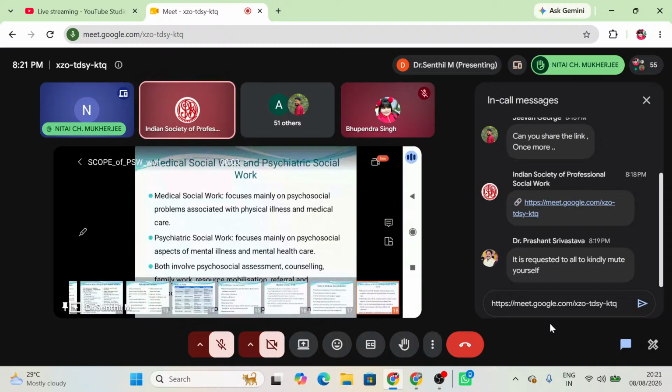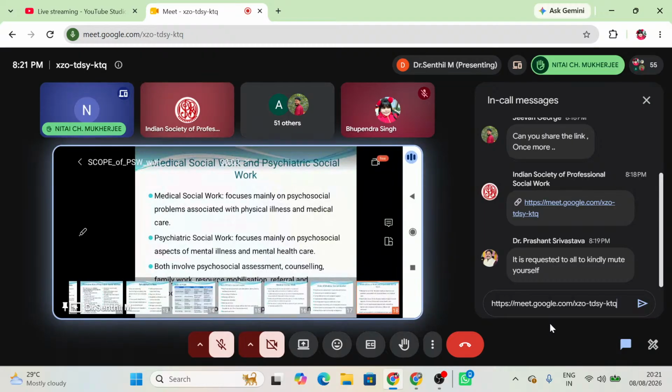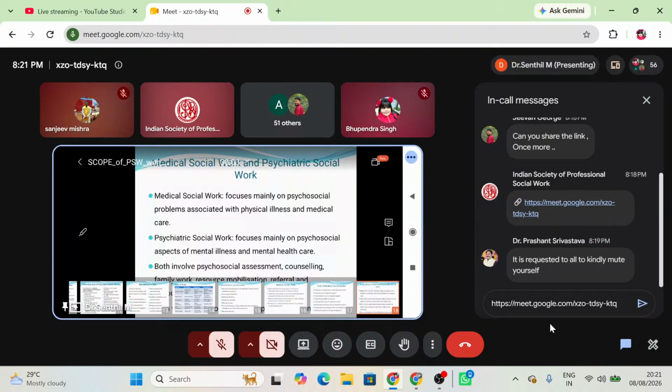So medical social work and psychiatric social work have a lot of similarities. Both involve psychosocial assessment and counseling. We work with the family, and we do resource mobilization. We also are involved in referral, referring the patient to other centers or hospitals. And we also do advocacy and help the patient if they have any financial difficulties. Those things we address in both medical social work as well as psychiatric social work.